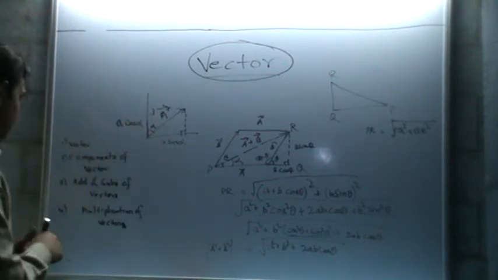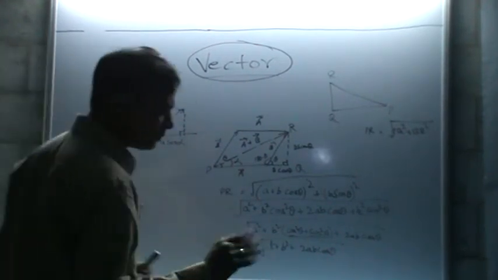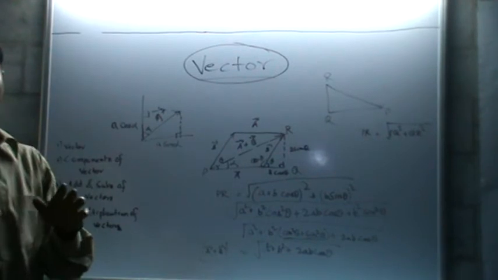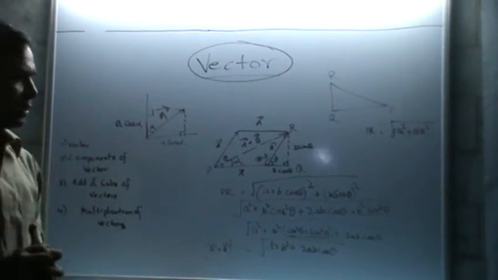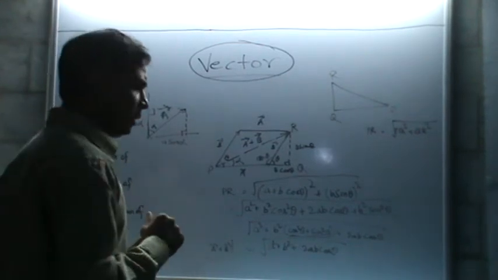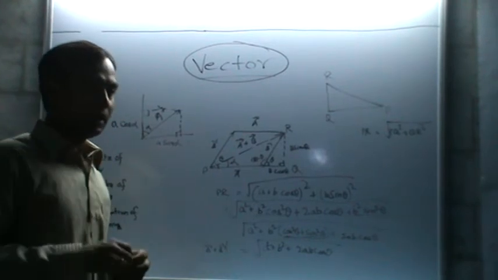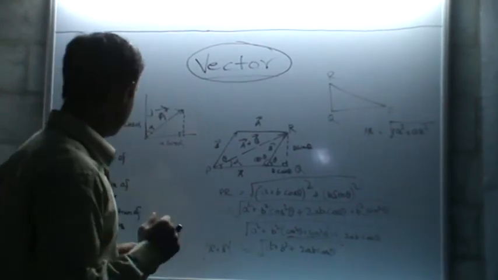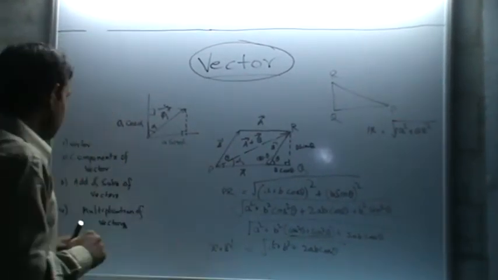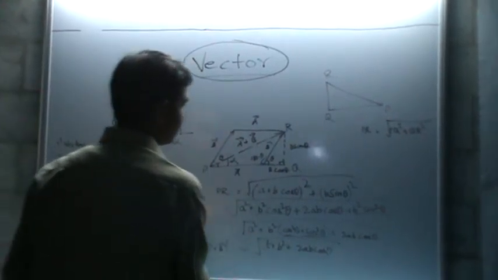Okay. Now let's go for multiplication of vectors. We will not go deep inside multiplication of vectors, because we use it in electricity too much. What happens? Okay, I forgot to tell you the subtraction of vectors. How do we make subtraction of vectors?